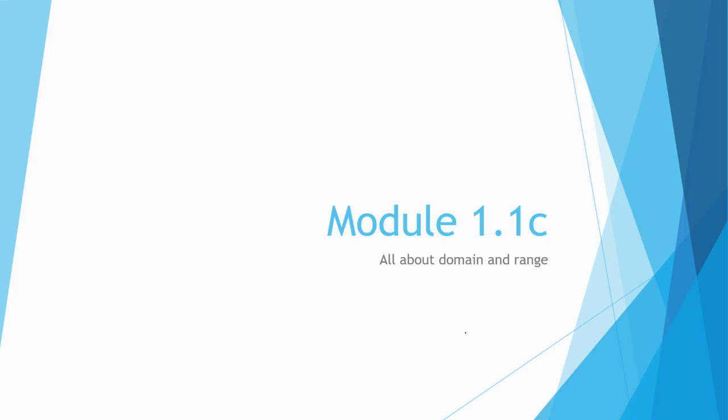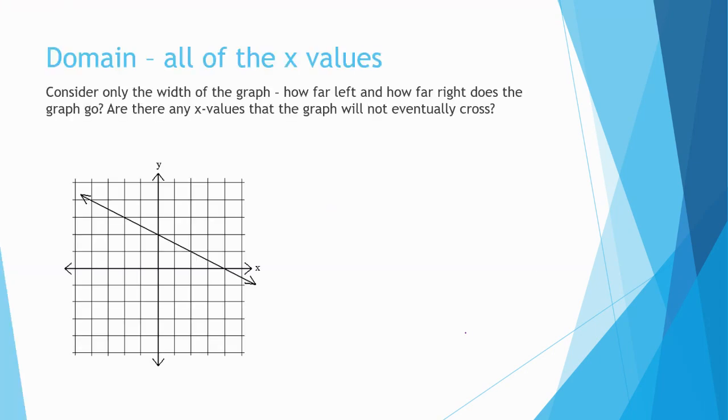So in this mini lesson 1.1c, we're going to talk a little bit more about domain and range. In our lesson 1.1, we wrote domain and range and talked about how to evaluate it on a graph, but I wanted to take a little time to go further and really talk about what is domain, what is range, how do I figure them out.